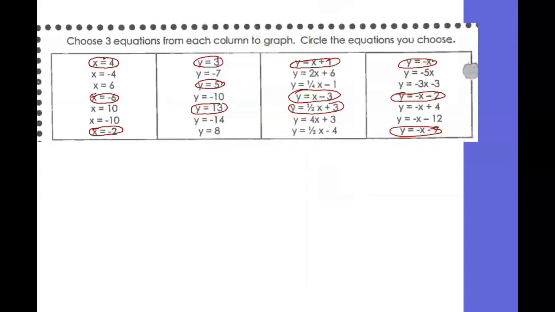Okay, so now I look at my third column and I've got y is equal to x plus 1. That's the first equation that I'm going to do. So y equals x plus 1. So I'm going to write that in as y is equal to x plus 1. I was on highlighter by accident. Okay, now I need my input values.